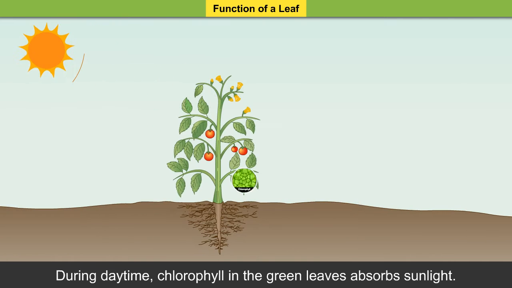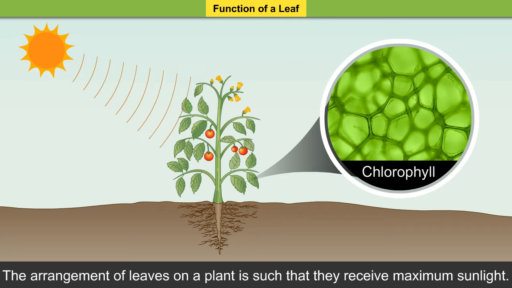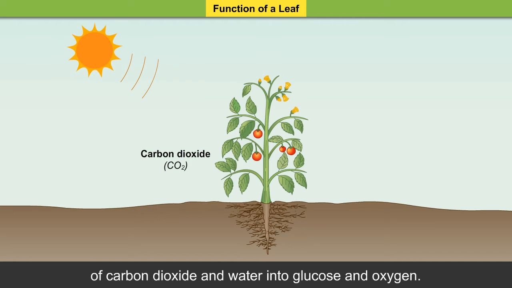During daytime, chlorophyll in the green leaves absorbs sunlight. The arrangement of leaves on a plant is such that they receive maximum sunlight. The energy from the sun is utilized in the conversion of carbon dioxide and water into glucose and oxygen.